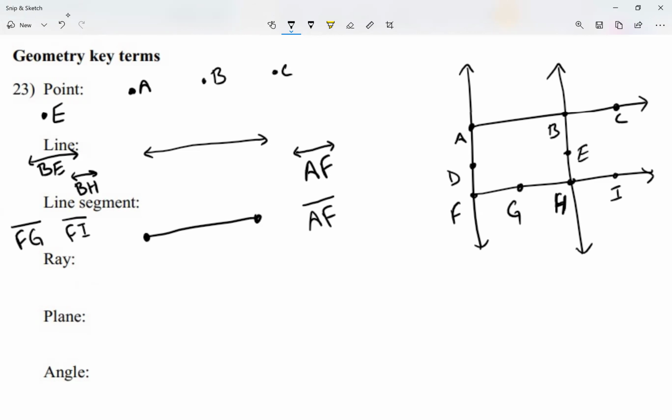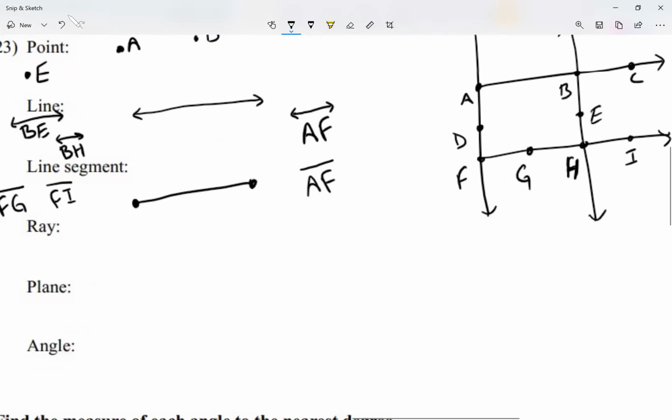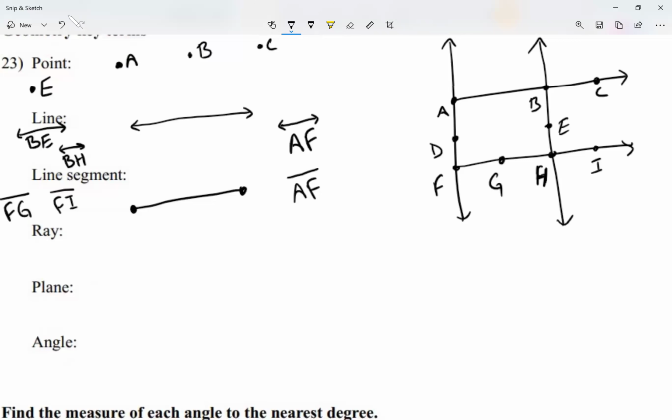Now we're going to move into ray. A ray is a combination of a line segment and a line. So it looks straight, kind of like a segment or line. It looks straight, but it has an endpoint on one side and it goes on forever on the other side.